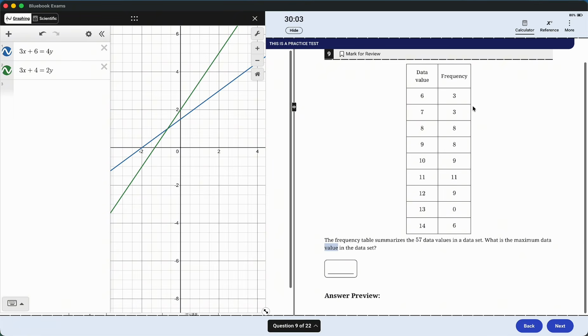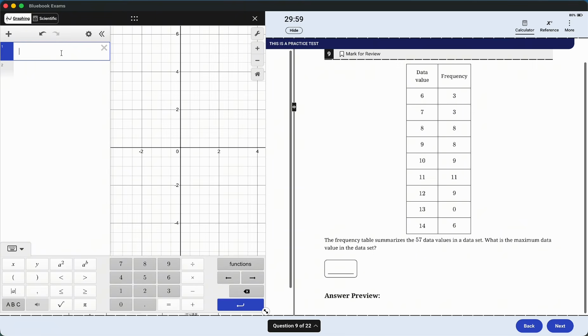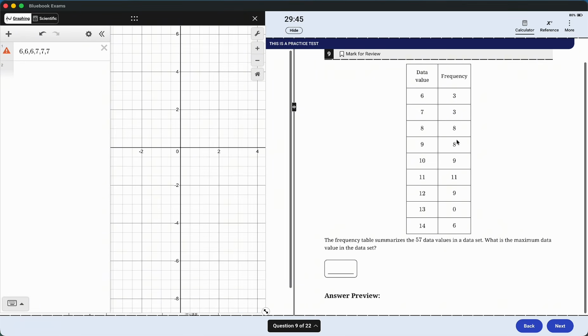Next one here, we got a table of values and it says, what's the maximum data value, right? So what we want to understand here is what frequency means. For this problem, it's not that important, but I might as well mention it anyways. Frequency just means how much of a number you have. So if they say frequency of 3 for 6, we'd write the number 6 3 times. And then again, we'd write the number 7 3 times, right? Let's say you needed to calculate mean or median. That would be really important here.